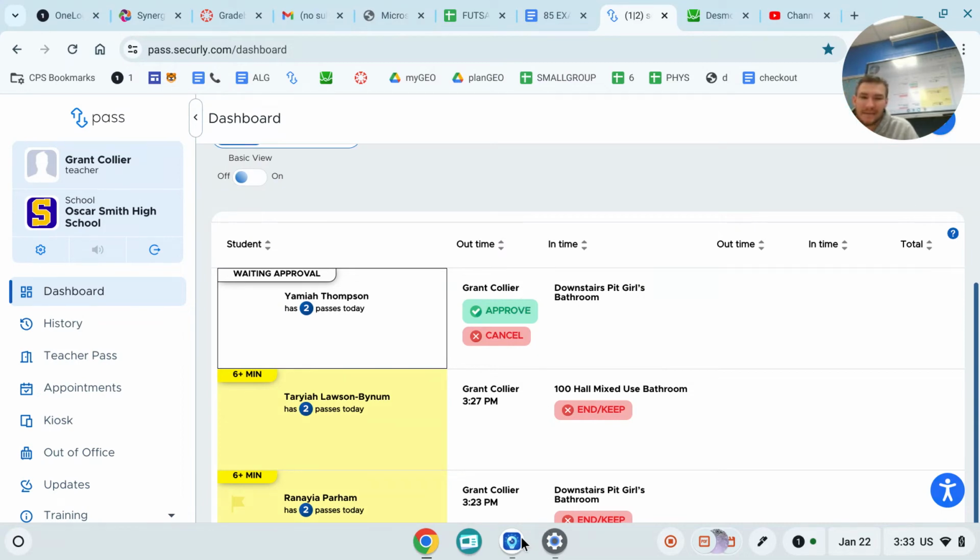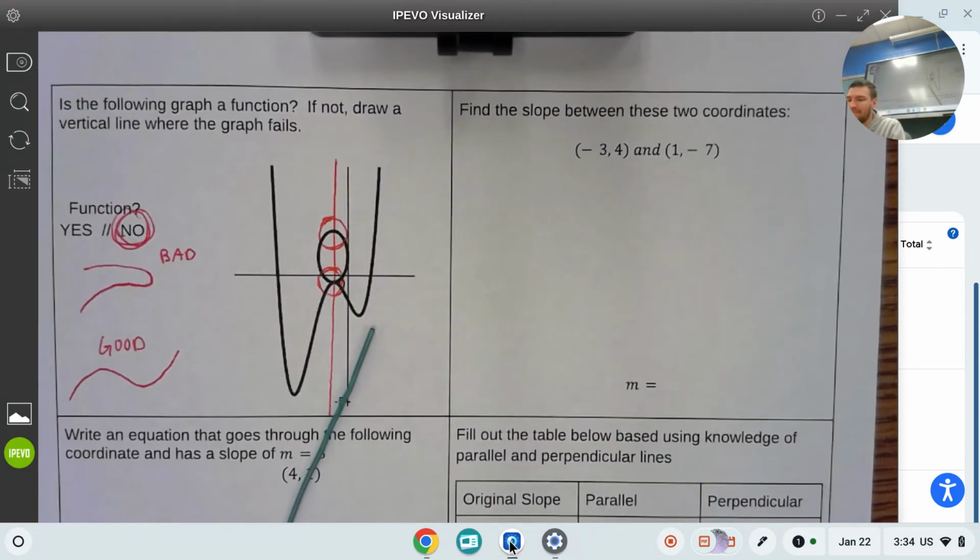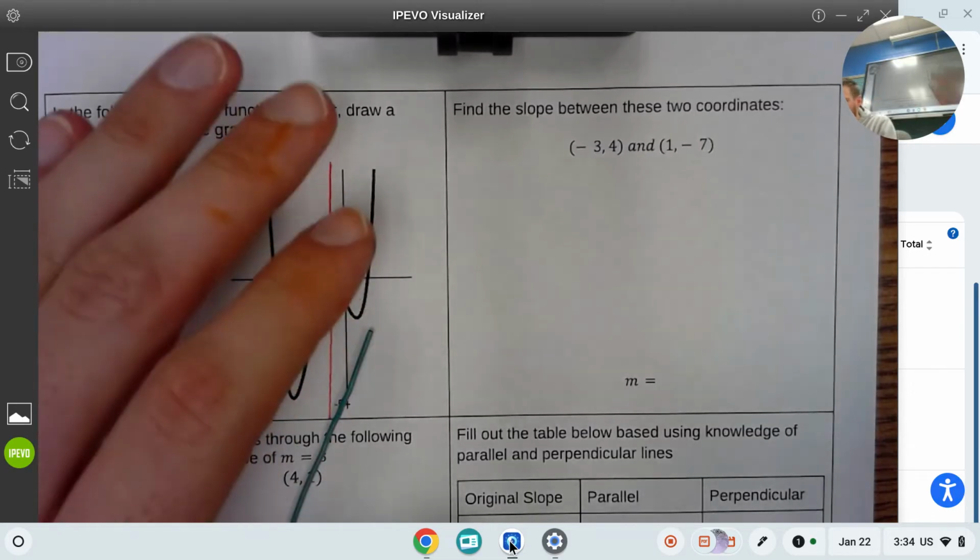We don't have any passes right now. Gotta wait for somebody to come back. Let's keep it going. We're kind of running out of time today.